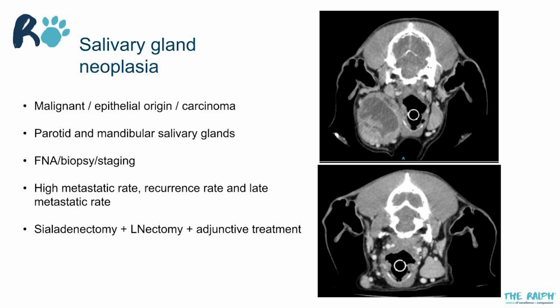So what is recommended is that we do surgery to remove all this. We do sialadenectomy, we do metastasectomy if there is any spread to the lymph nodes, and then adjunctive treatment, chemotherapy or radiotherapy, should be advised to the clients. For Dave in particular, the clients didn't want to do anything, so Dave went home after the initial surgery. Everything was perfect until a couple of weeks ago when Dave came back with the clients.